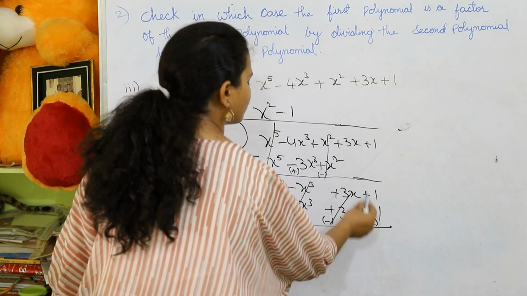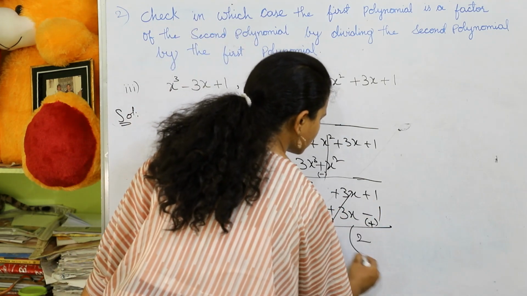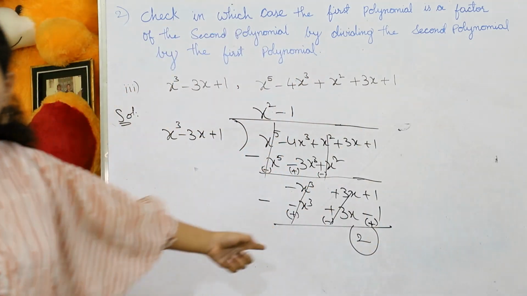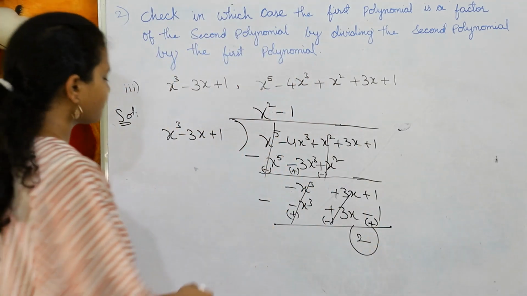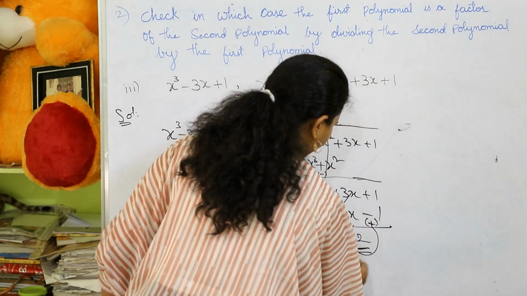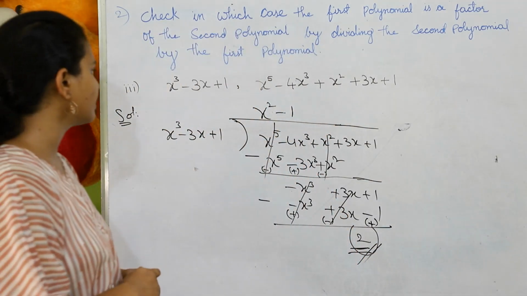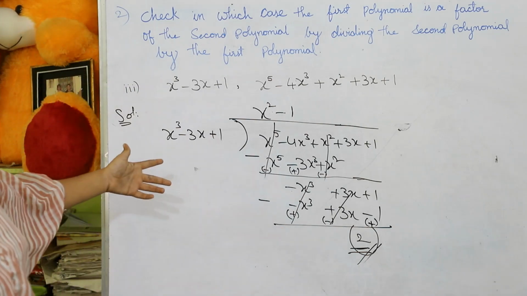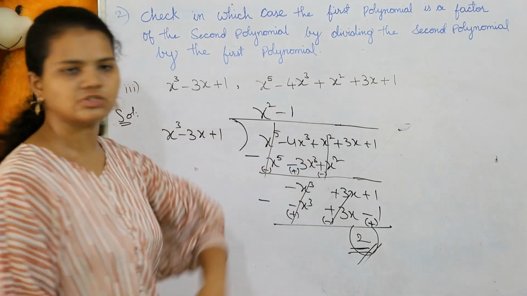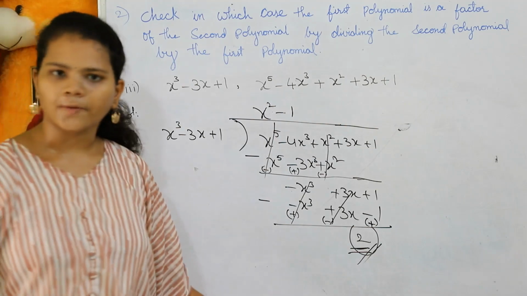Here you have plus 1, and plus 1 plus 1 gives plus 2. Therefore 2 will be the remainder for this given polynomial, and x square minus 1 will be the quotient. Clear? Hope you got it. Thank you.